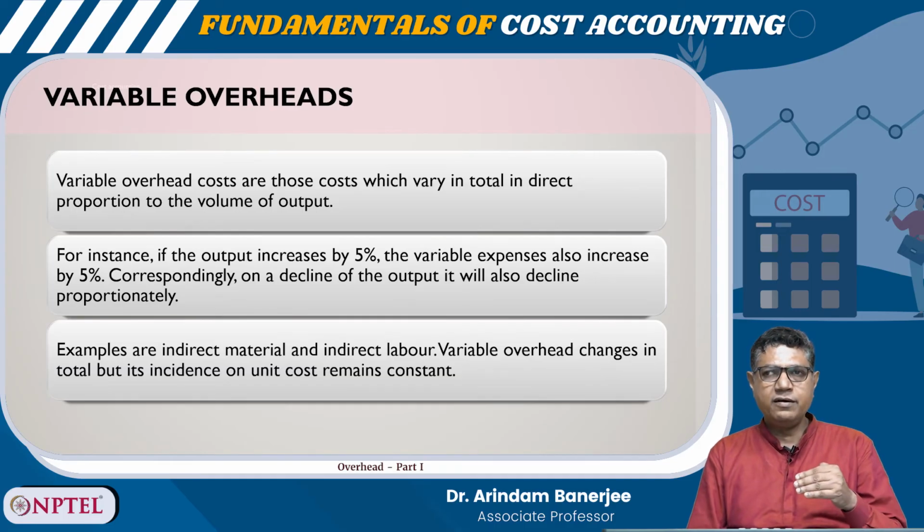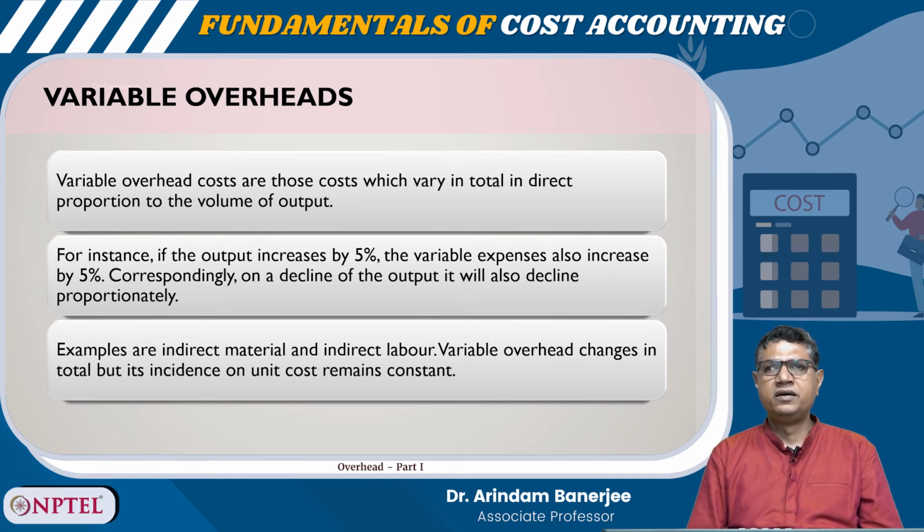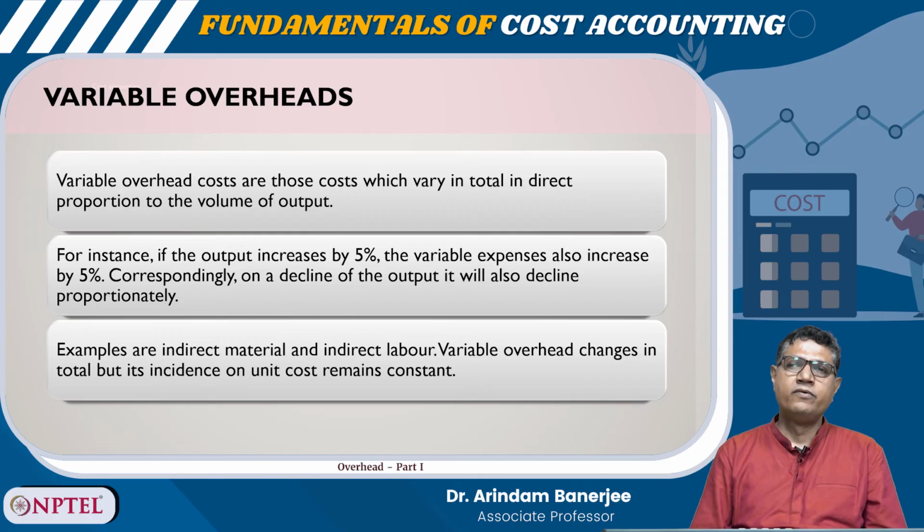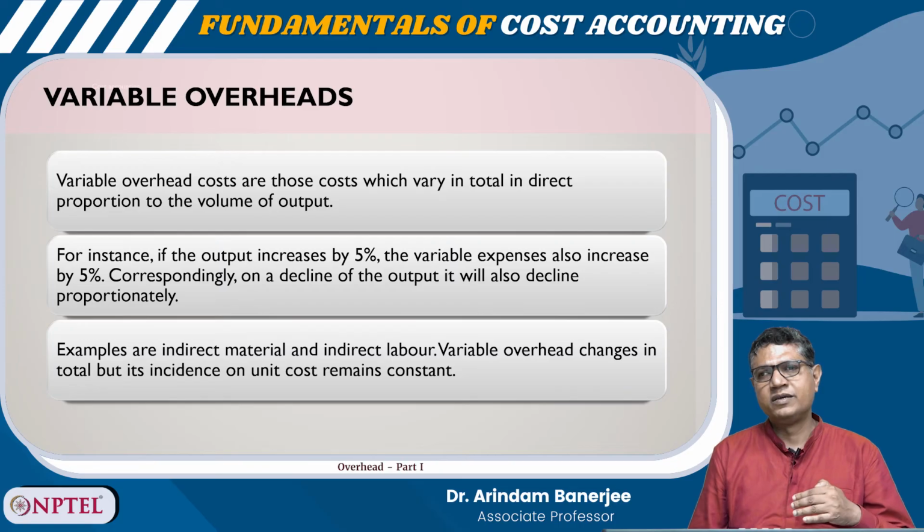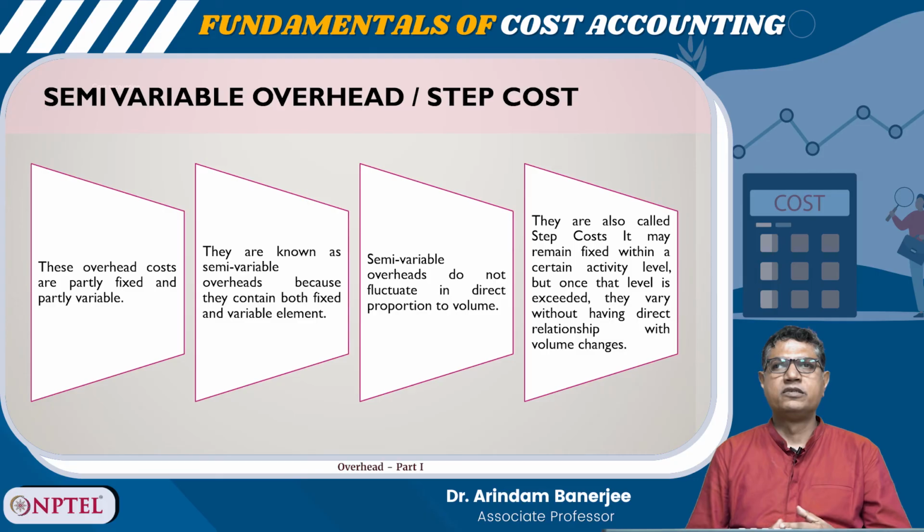So, any overhead that proportionately increases and decreases, that changes proportionately with the level of activity or level of production, we call it a variable overhead, right? One example could be the wages to casual workers who are not directly involved in production, right? So, if the activity increases, their wage bill also increases, otherwise it decreases.